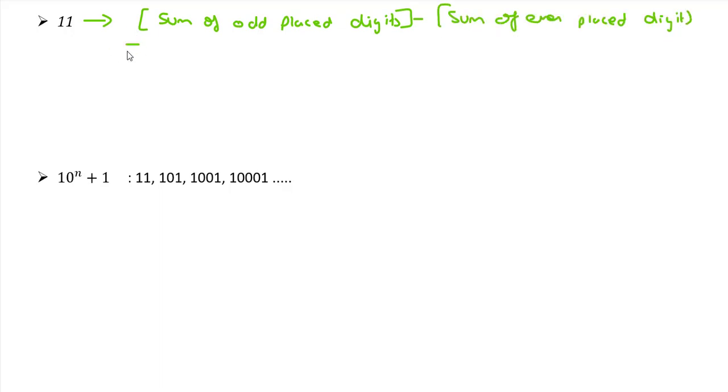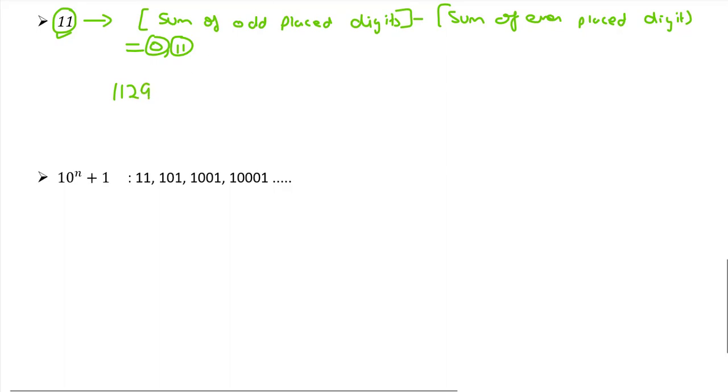If this difference comes out to be 0 or 11, then we can say that the number is divisible by 11. If it comes out to be some other number, then that will represent the remainder when that number is divided by 11.